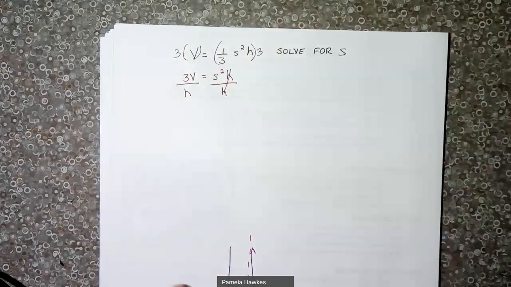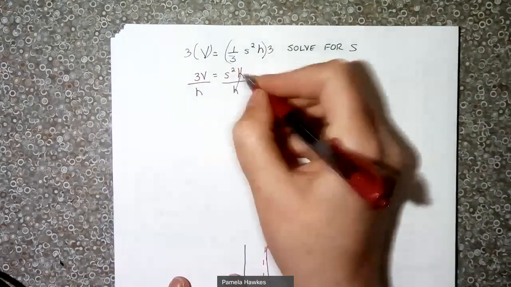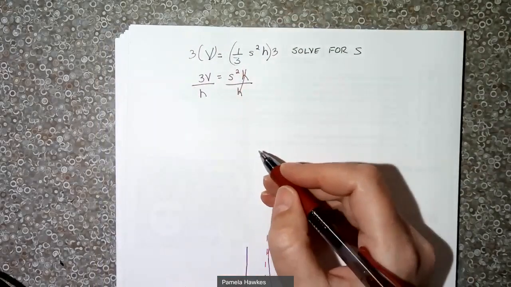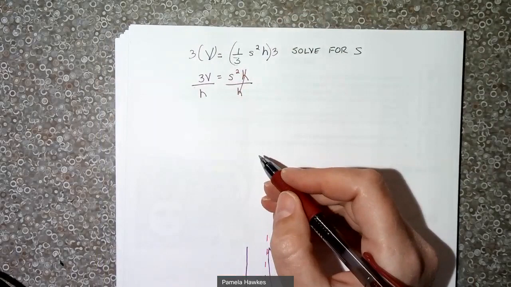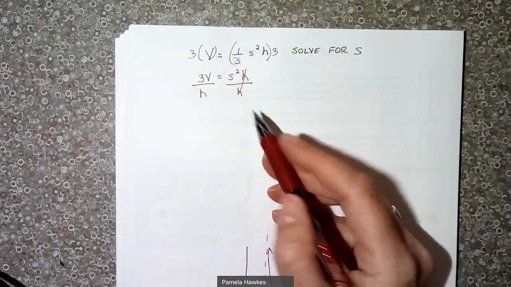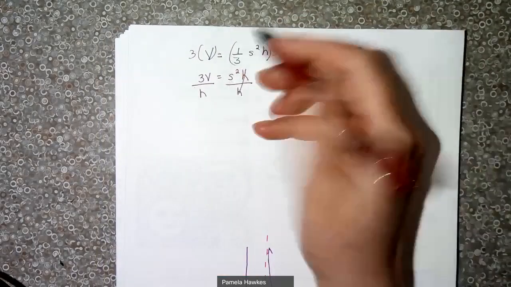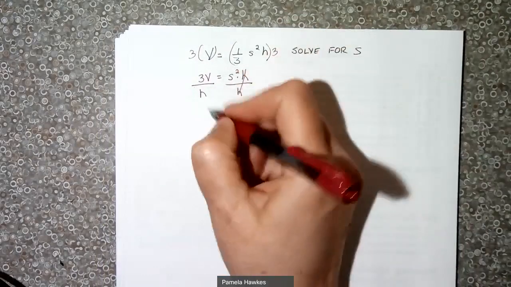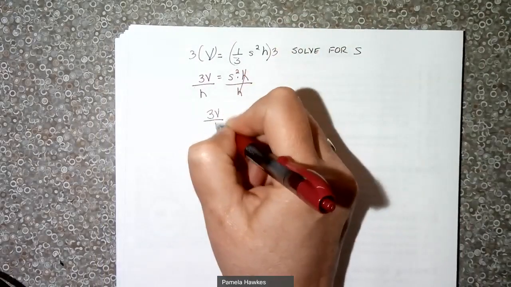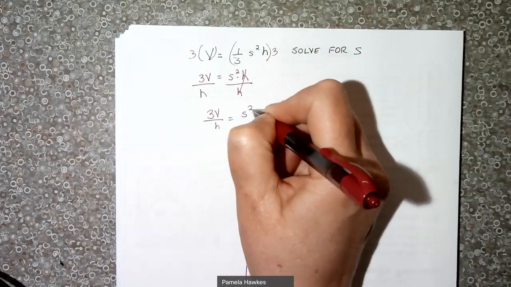Couple people yesterday on their test when I was grading this subtracted 8. Why would that be wrong? It's not adding. You do the opposite of what it's doing. This is multiplying. So I'm going to divide. So I've got 3v over h equals s squared.